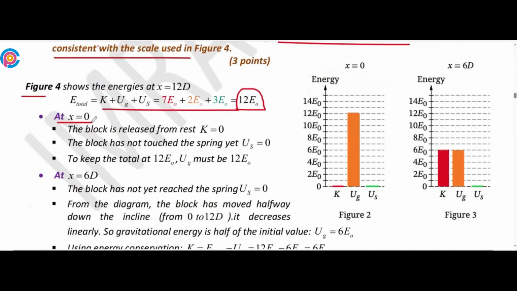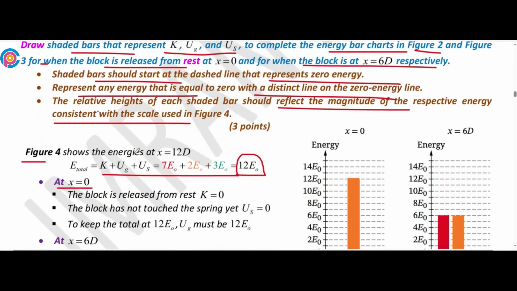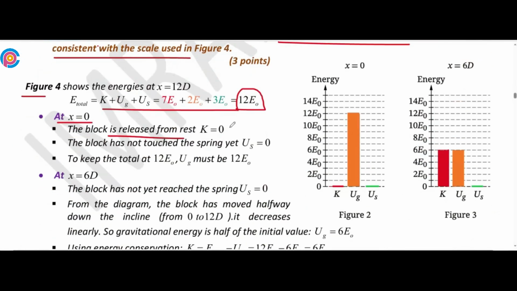Now what happens at x equal to 0? At x equal to 0, the block starts from rest, so there is no kinetic energy at this moment because the block is not moving. There is no stretch in the spring, so there is no spring potential energy. The block has not touched the spring, so the spring is not compressed and there is no energy in the spring. To keep the total energy 12 E naught, UG must be equal to 12 E naught. As we see here, the gravitational potential energy is equal to 12 E naught.